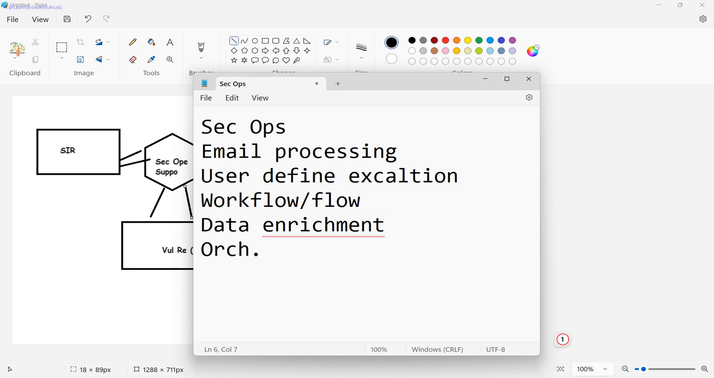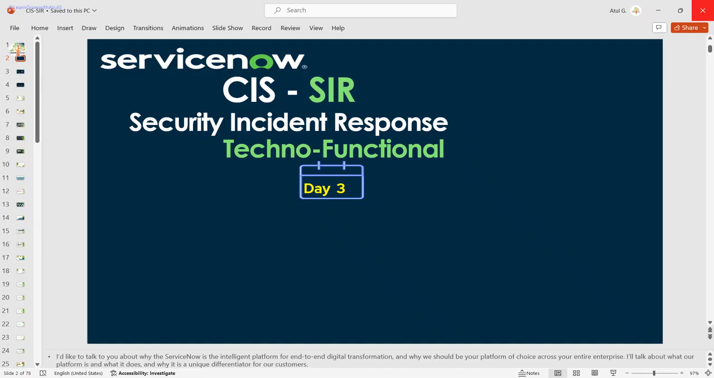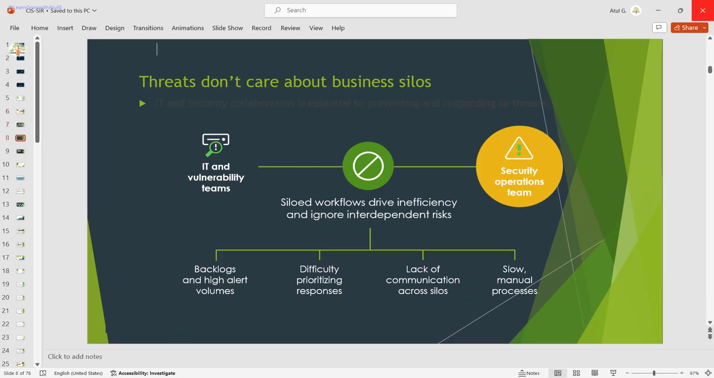Now I would like to come back to my slide, and we will discuss how this actually works in ServiceNow. But before that, let's understand something from the user perspective. So I'll come here to my slides.